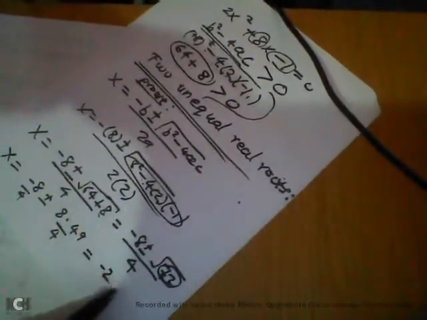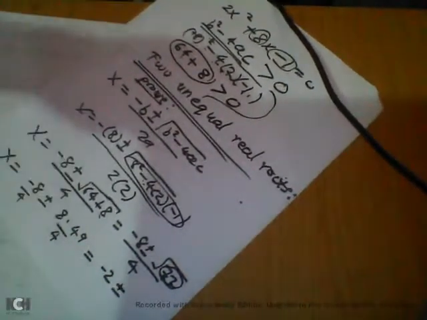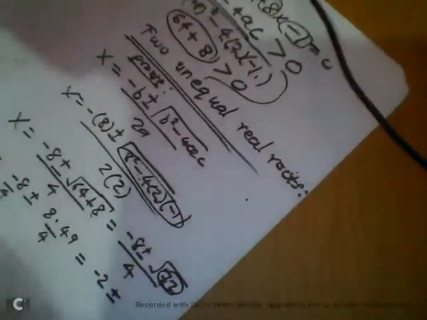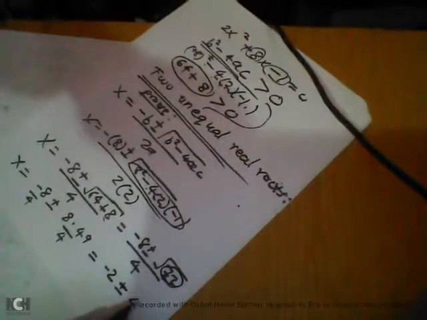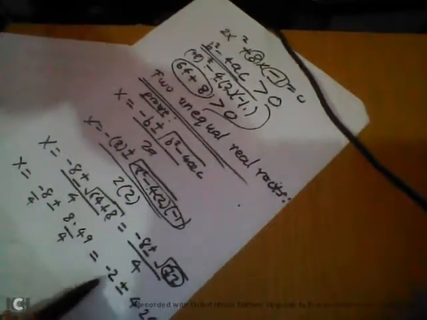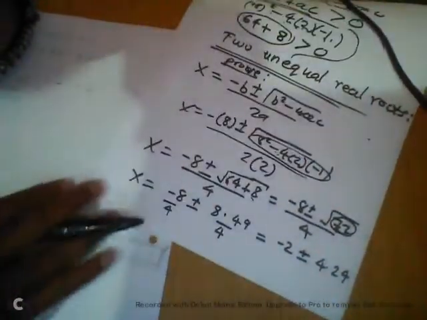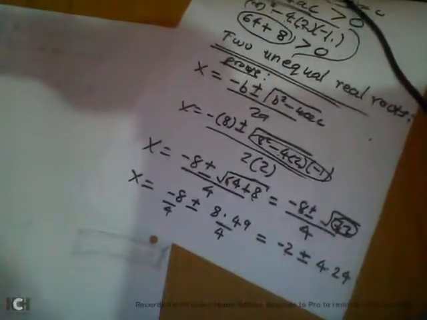So finally, we get x equal to negative 2 plus or minus, you divide that by 2, you get 4.24. So you see the face value of x is going to be negative 2, sorry if I went so far that you could not see. Apologies, just in case you couldn't see. The face value of x equal to negative 2 plus or minus 4.24.